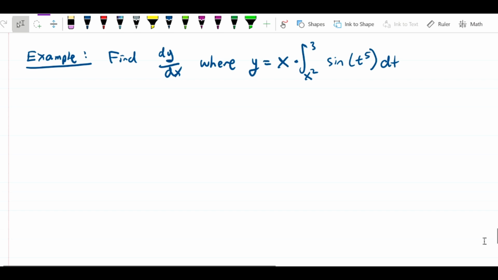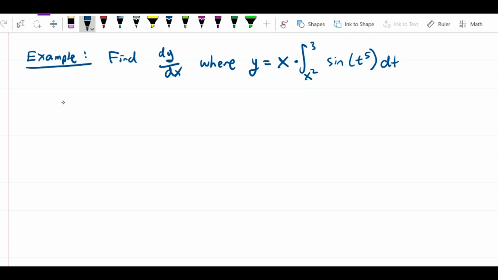Let's do one more of these where there's a little bit more of a complication. Let's find dy over dx where y equals x times the integral from x squared to 3 of sine t to the fifth dt. This also involves a product rule, and it really lays bare the fact that the first fundamental theorem of calculus is just another rule for finding a derivative in a very, very strange situation.